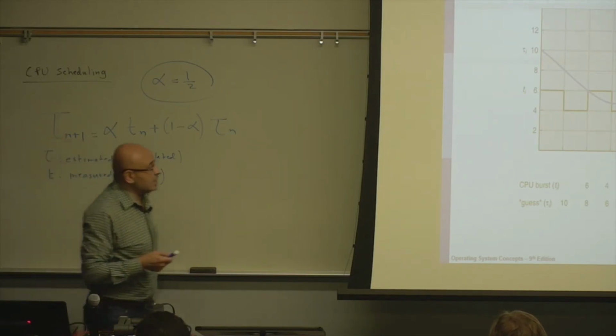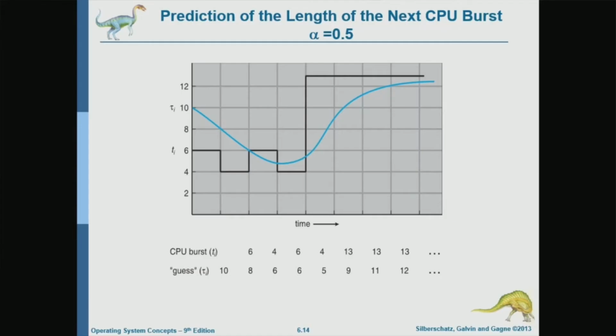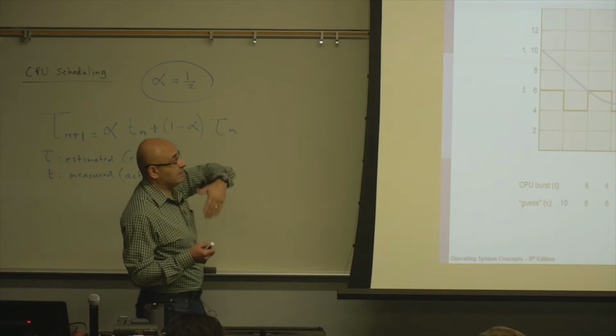So let's look into this example. The black curve here is the actual behavior of a process, the lengths of the CPU bursts. The process's first CPU burst had a length of 6, then the next had a length of 4, then the third had a length of 6, then it dropped to 4, then all of a sudden the length jumped to 13, and then it stayed at 13. Now we will see how this formula can be used to predict this behavior.